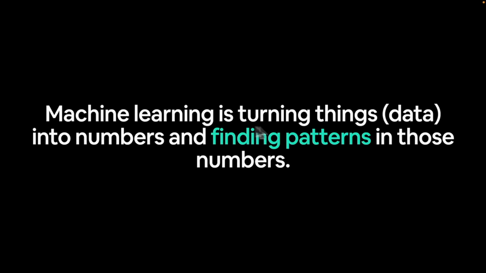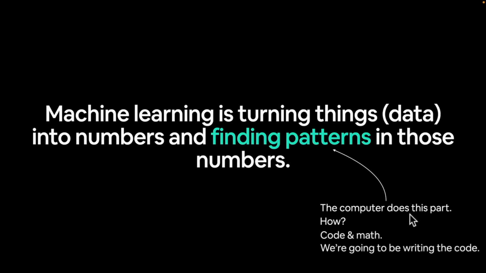Machine learning is turning things, data, which can be almost anything, images, text, tables of numbers, video, audio files, almost anything can be classified as data, into numbers. Computers love numbers, and then finding patterns in those numbers. Now, how do we find those patterns? Well, the computer does this part, specifically a machine learning algorithm or a deep learning algorithm, the things that we're going to be building in this course.